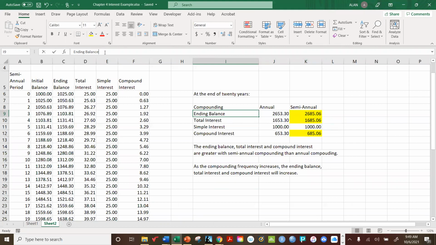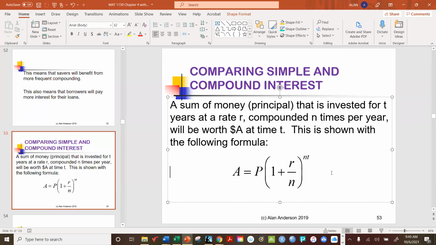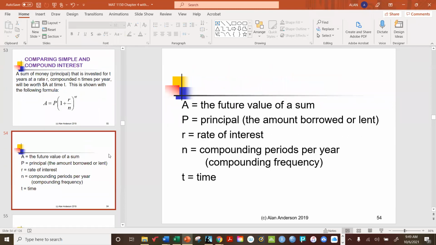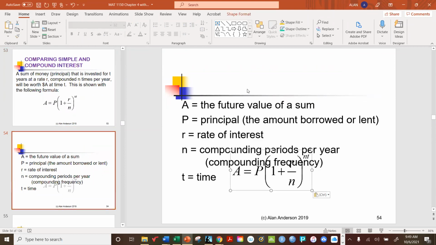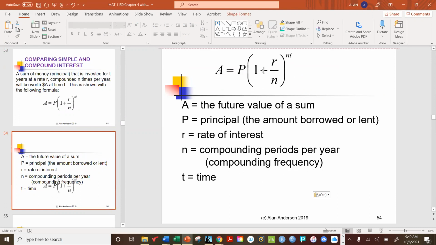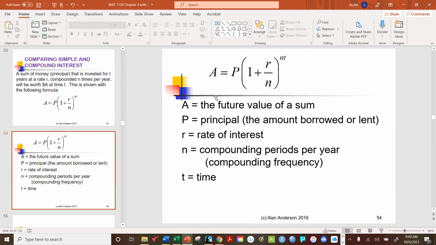Sometimes, I just want to point out, sometimes ending balance is known as the future value. You might hear that terminology, future value. So this formula that I'm about to show you is the future value formula. And you'll see some terms that we need to know. And so, what is this all about? Well, we have the future value of a sum, A. How much will the balance of our account be in the future? P is the principal, the amount that we're either borrowing or lending.